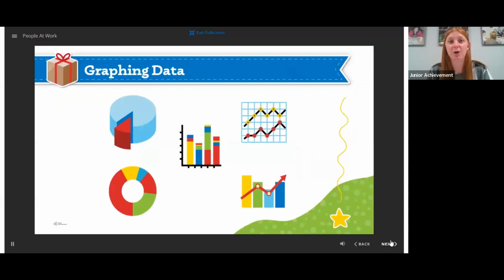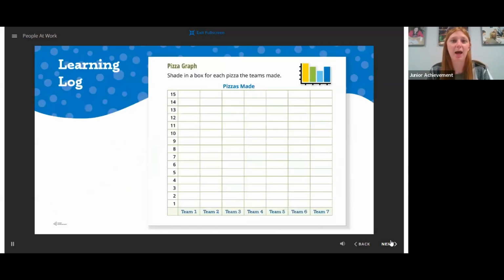Then we're going to take our learning logs and we're going to graph out how many pizzas each team made. So again, you should have been working with some form of teams, roughly 4 to 7 teams. And we're going to graph out how many correct pizzas they made. It's a little fun competition to see who made the most pizzas. The students really get into this game. They get really excited about it. So they're going to want to see how many pizzas each team made.